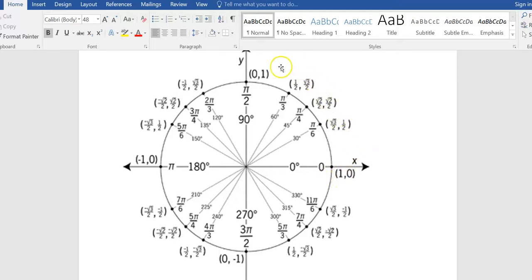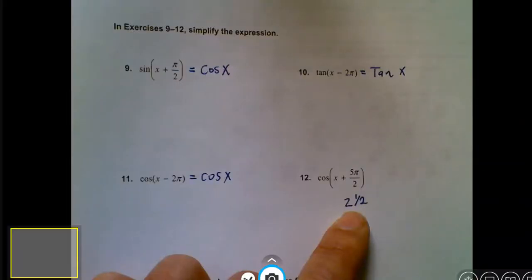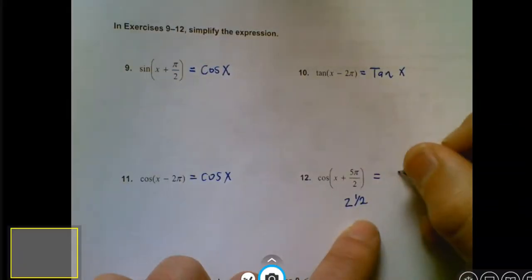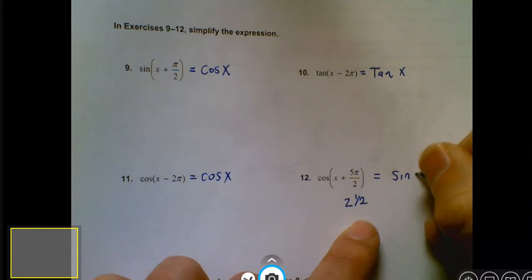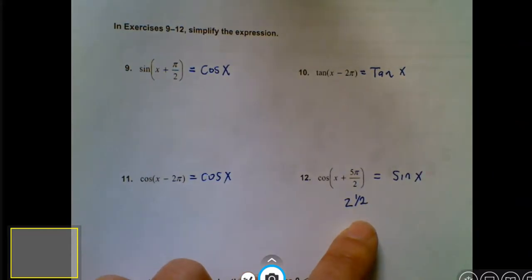So as I go another pi halves, that puts me right here. Pi halves is just 90 degrees. And now I'm at the sine value of x equals 1. So as I went that 2.5 times around, I am now at the sine of x. That would give me that result.